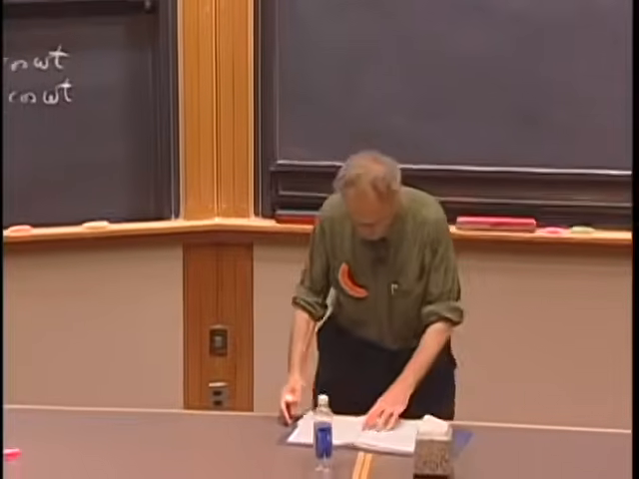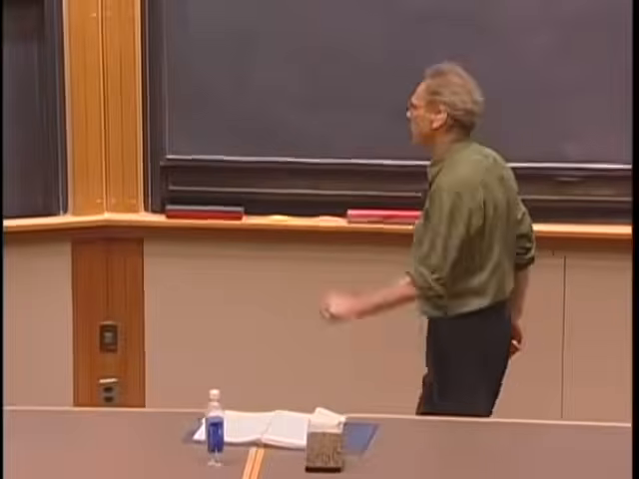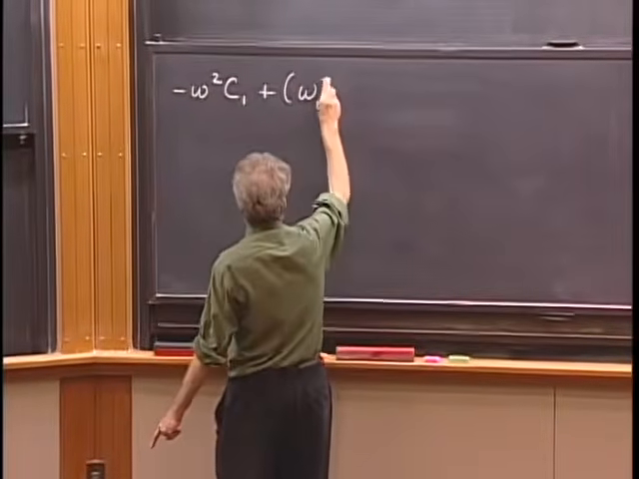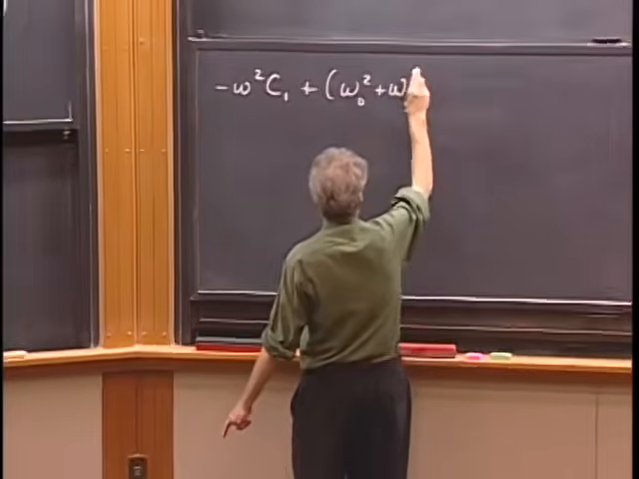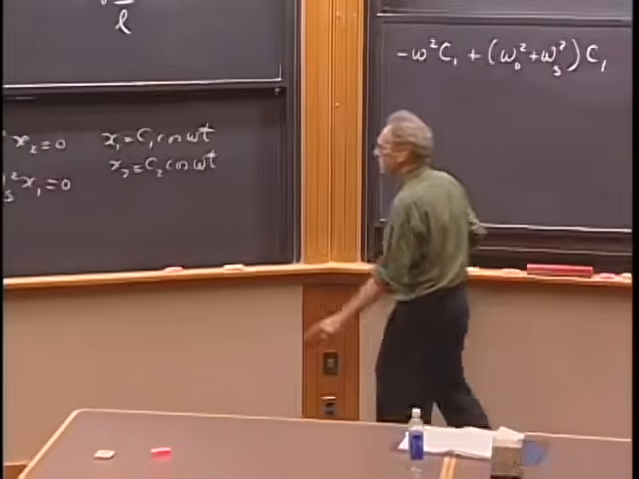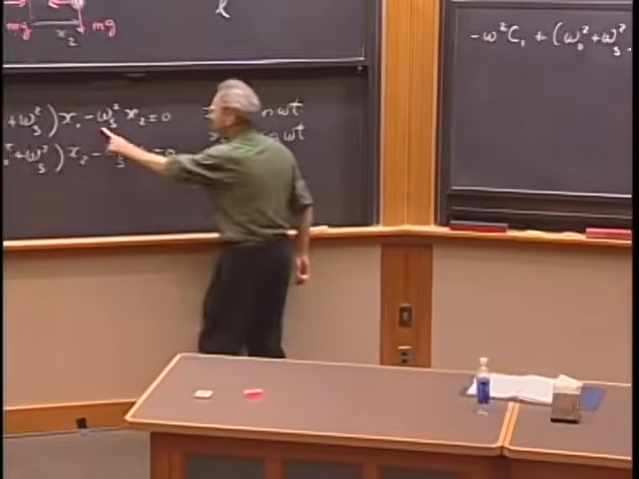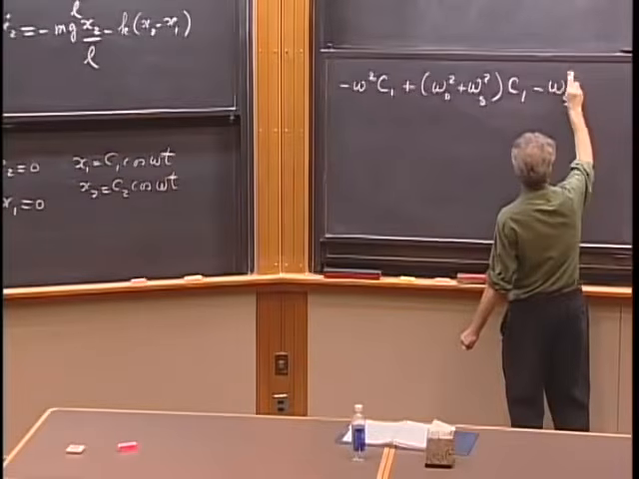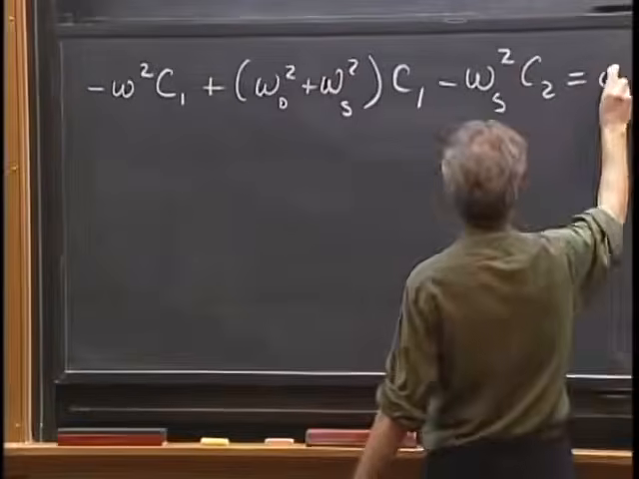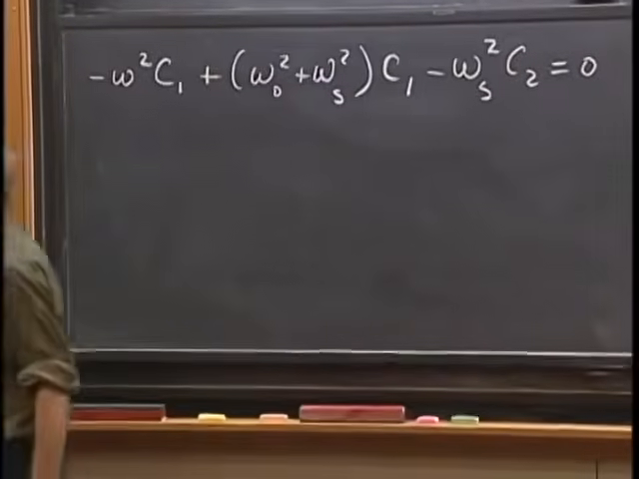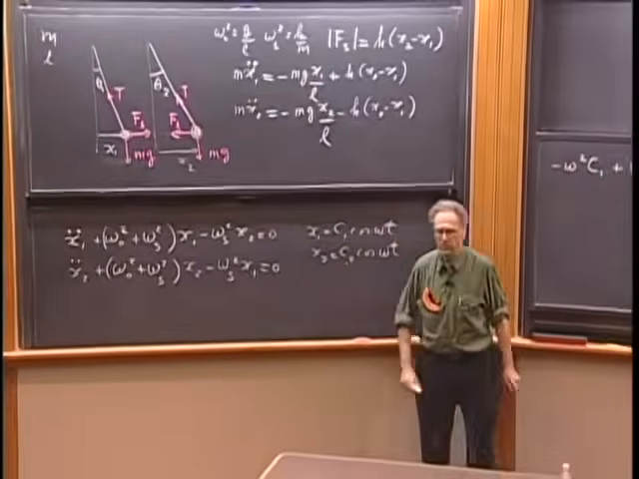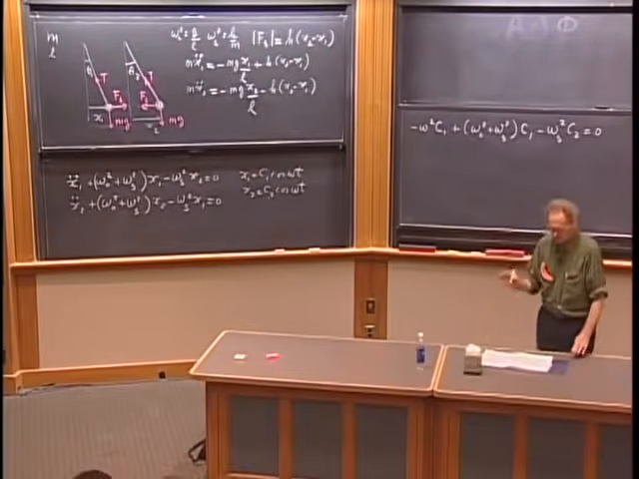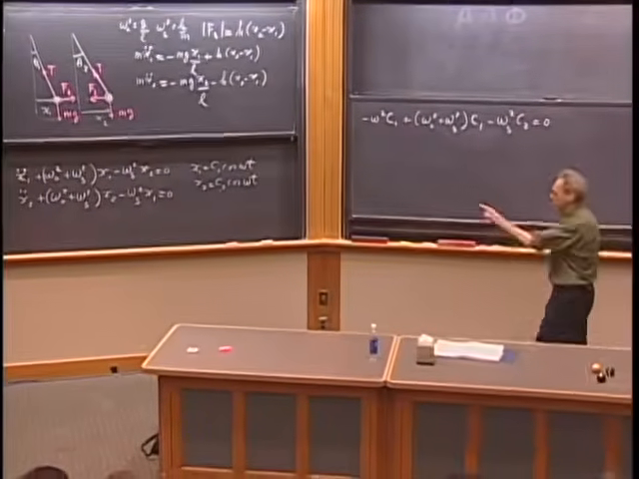So I get minus omega squared c1. Then I get plus omega 0 squared plus omega s squared times c1, that is this term, minus omega s squared times c2 equals 0. Because remember, x2 has the c2. Yeah? Am I going too fast? Beautiful. So I go to the second one.